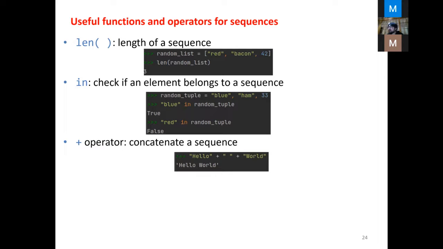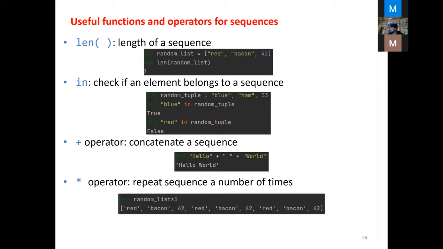Then if you want to concatenate two sequences, you use the plus operator. So for example, here we have hello, which is a string, which is a sequence, and then a space and world, and then we concatenate them using the plus. And then there's another operator, which is the star. What it basically does is multiply the inputs and, let's say, repeat them the number of times that you're multiplying.